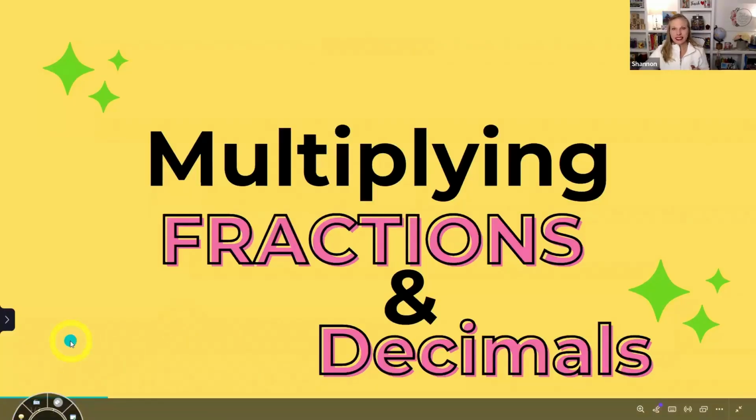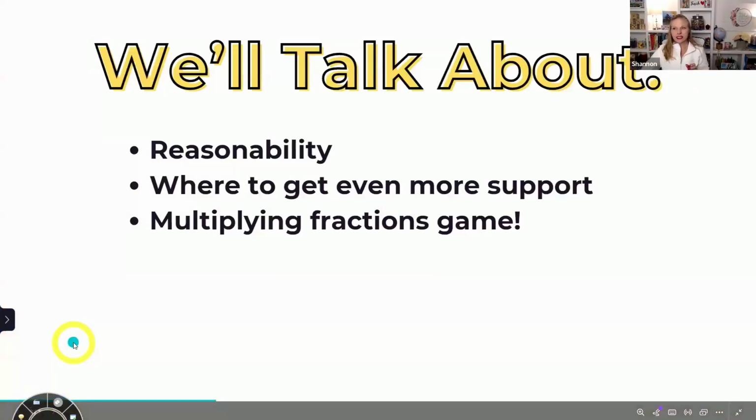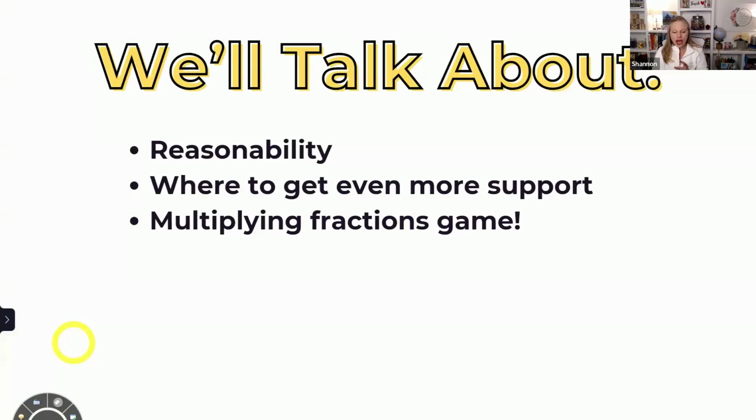So let's get ready here. I'm going to share with you a few different things. So again, we're talking about multiplying fractions and decimals, and we're going to talk tonight about reasonability. So I'm not going to dive into all the different models and the algorithms, although we do that with our Math Genius Squad members. So if you want to know more about the specifics about how we actually can help students visualize what's happening with multiplying fractions and decimals, let me know.